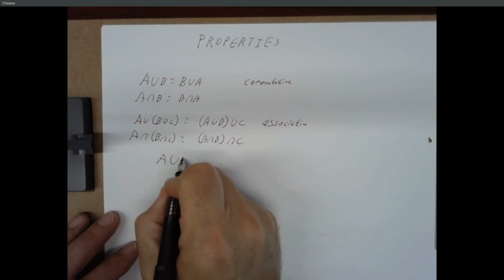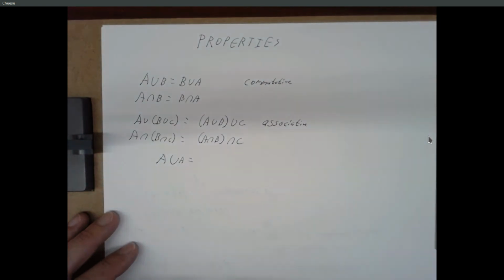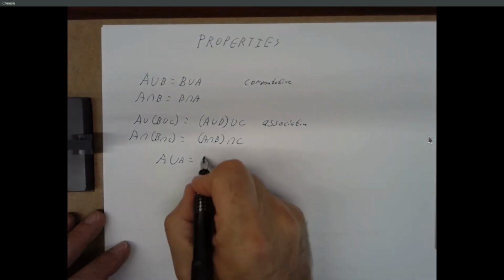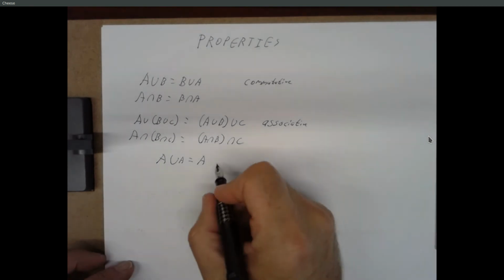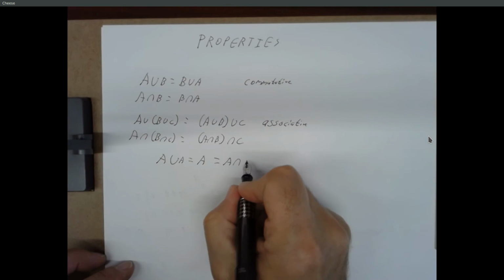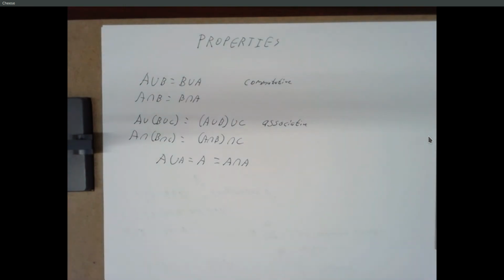What do you think A union A is equal to? That's just the set of things that are in A or that are in A. That's just A. That's also the intersection of A with itself, the set of things that are in A and are also in A, just the set of things in A.